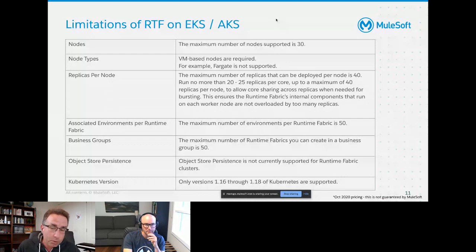You can define environments inside of a runtime fabric. Maximum there's 50. The maximum number of runtime fabrics you can create within a business group is also 50. So it can really scale quite flexibly there. Object store is currently not supported for runtime fabric clusters. So that's one of the limitations. Again, if you need persistence there, I would look at native capabilities in AWS instead. And currently, we're supporting Kubernetes versions 1.16 to 1.18.